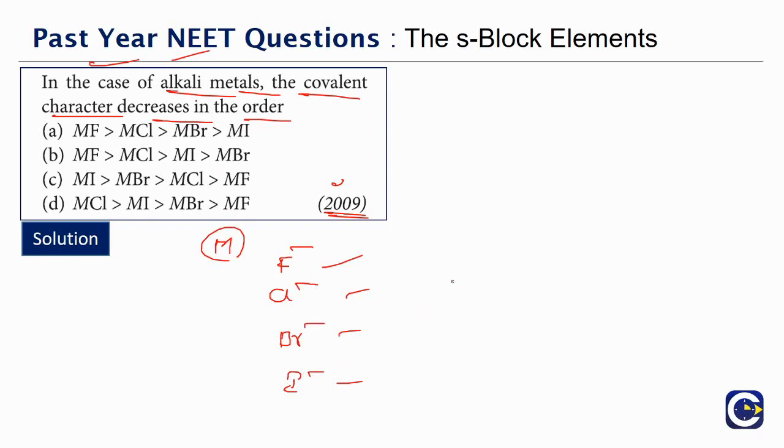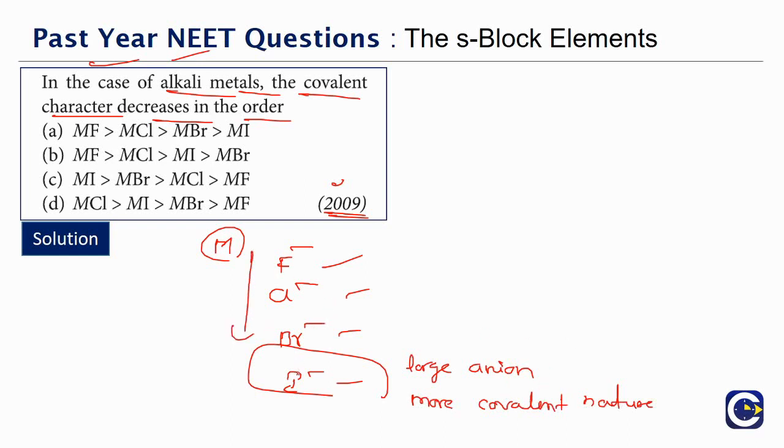So as per Fajan's rules, what does the Fajan's rule talk about? A large anion will mean what? More covalent nature. So as we go down the halogen group, the anion size will be increasing, which means the covalent nature of the halides also will be increasing. Means MI will be more covalent than MBr, than MCl, than MF. So what is the correct answer? It is option C. So this is not as such a question based on the S block. It is based upon the Fajan's rules in chemical bonding.